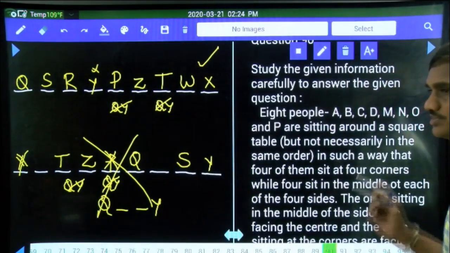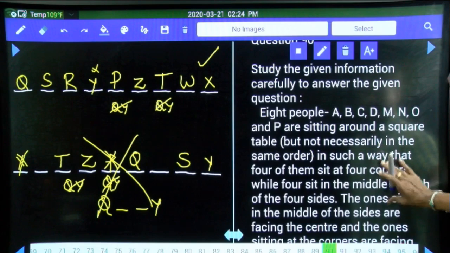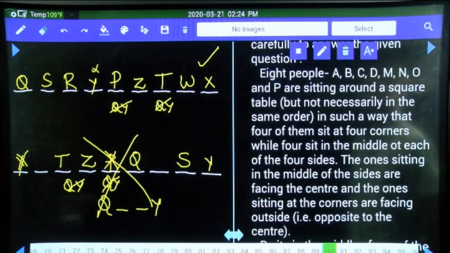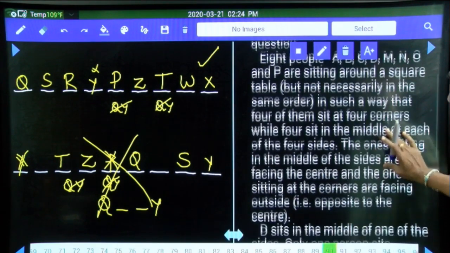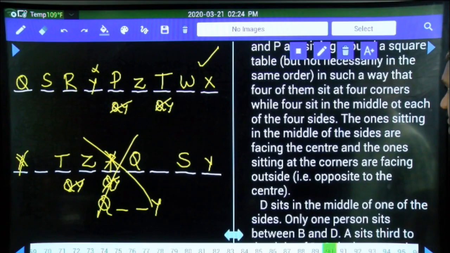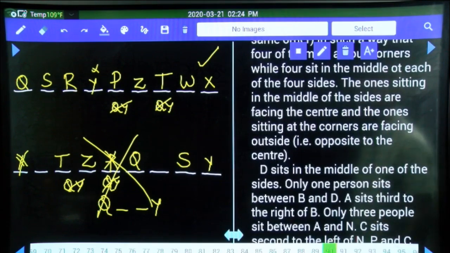8 people A, B, C, D, M, N, O, P are sitting around a square table, but not necessarily in the same order, in such a way that 4 of them sit at the 4 corners, while 4 sit in the middle of each of the 4 sides.